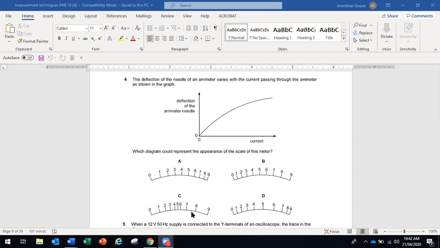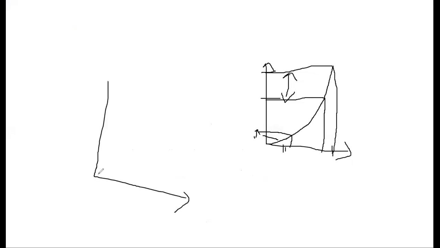Then here the gradient is going to increase again. Big deflection here. Here very little deflection, so less sensitive. The needle is less sensitive. So how is the graph going to look for C? Greater gradient, less gradient, and greater gradient again. So this is how the graph looks for C. Sensitive, less sensitive, more sensitive.